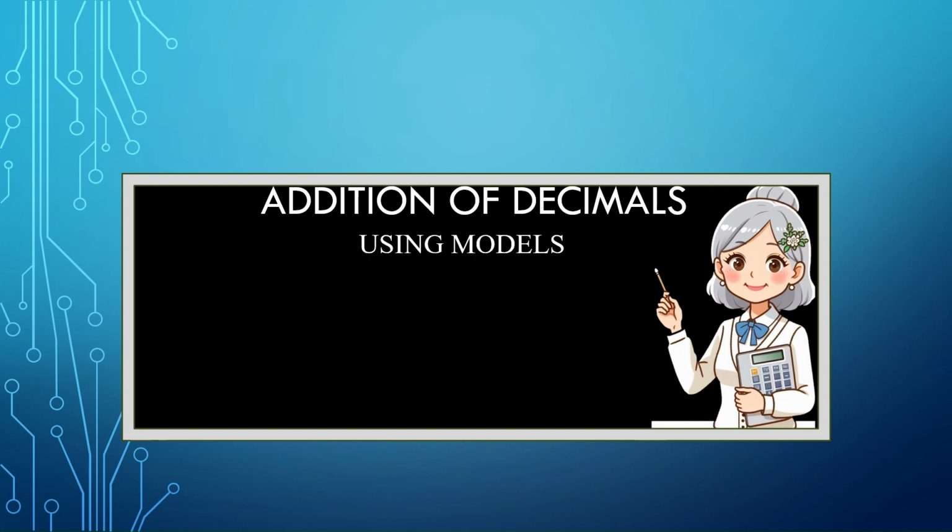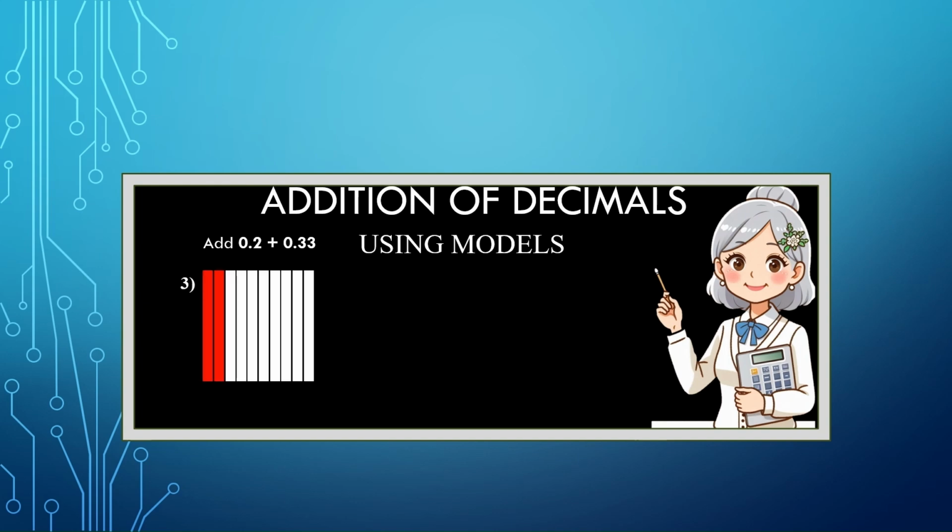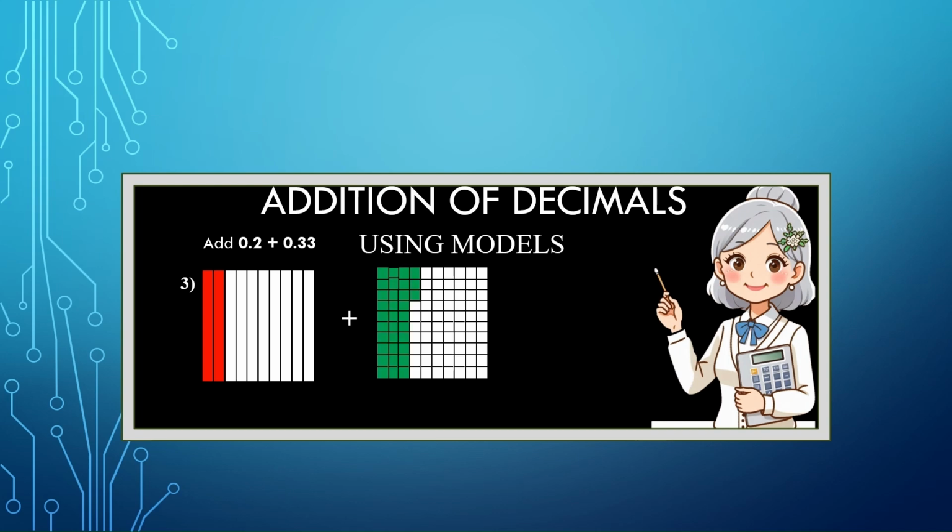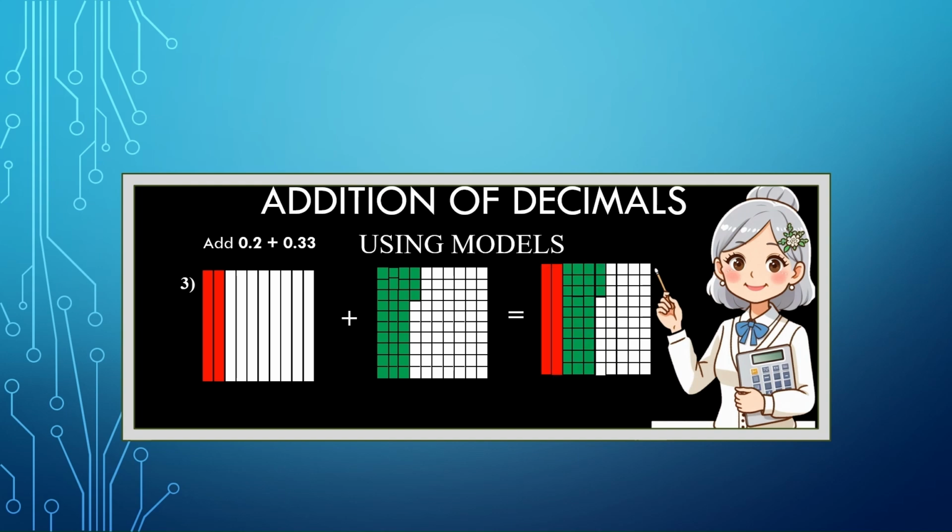Take the third type of addition of decimals using models. 0.2 plus 0.33. You can take as before one visual model representing 0.2 and one more 0.33. Now when you add both, we get here, how much is this? It's equal to 0.53. That is 0.2 plus 0.33 is equal to 0.53.